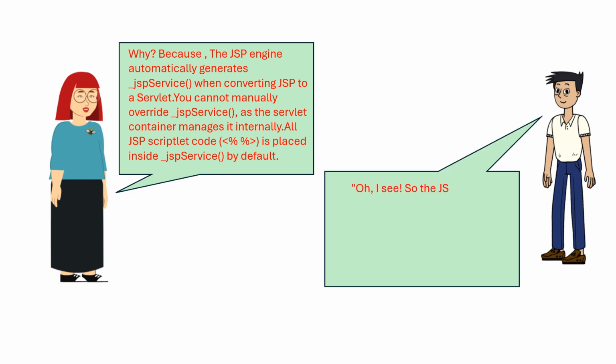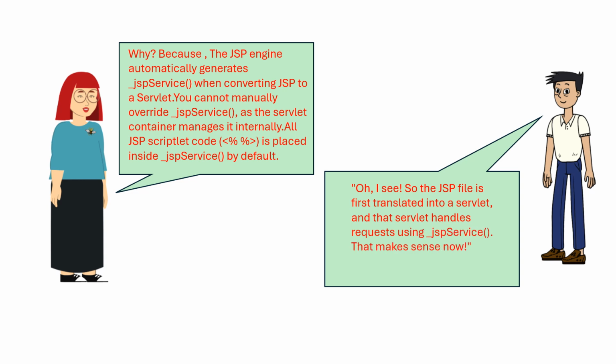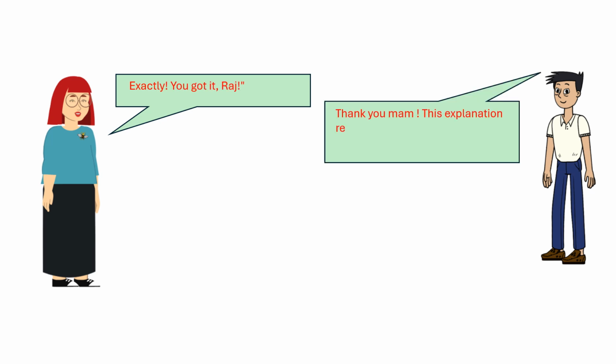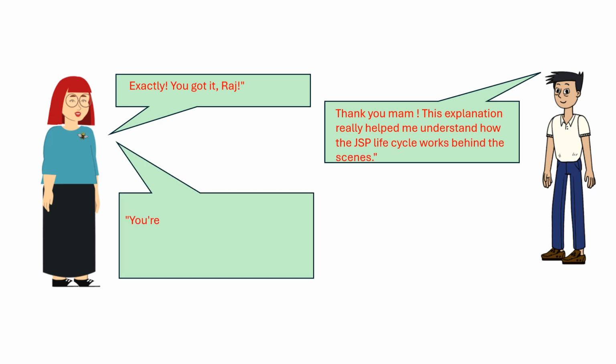Oh, I see. So the JSP file is first translated into a servlet, and that servlet handles requests using _jspService. That makes sense now. Exactly. You got it, Raji. Thank you, ma'am. This explanation really helped me understand how the JSP lifecycle works behind the scenes. You're welcome, Raj. Keep experimenting with JSP and you'll master it in no time.